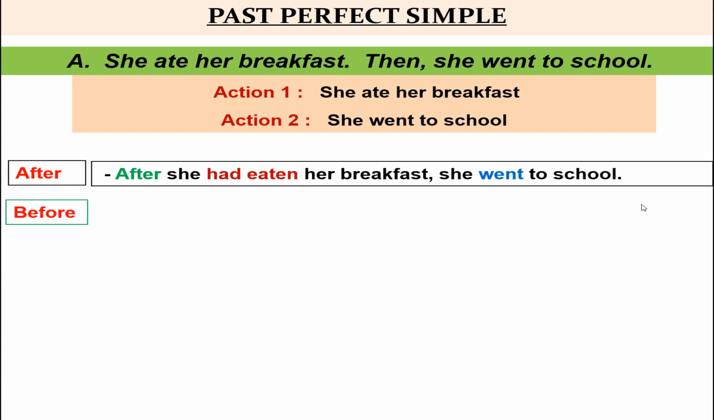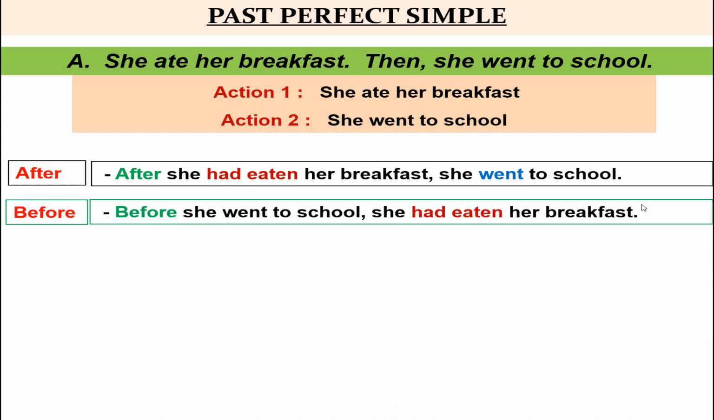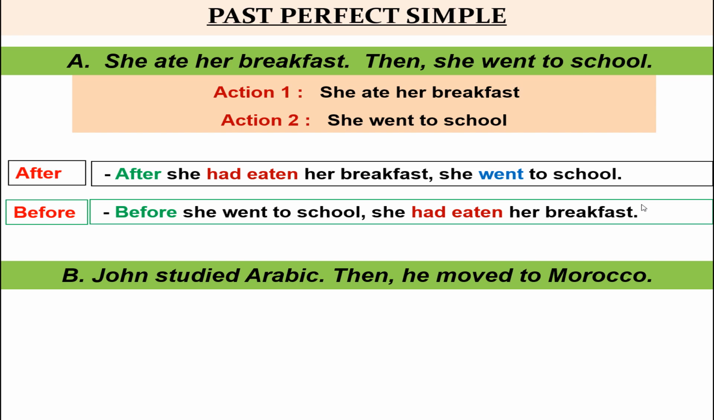Now I want you to start with before. Remember that before should be followed by past simple. We can say before she went to school, she had eaten her breakfast. Well done. Example B. John studied Arabic.